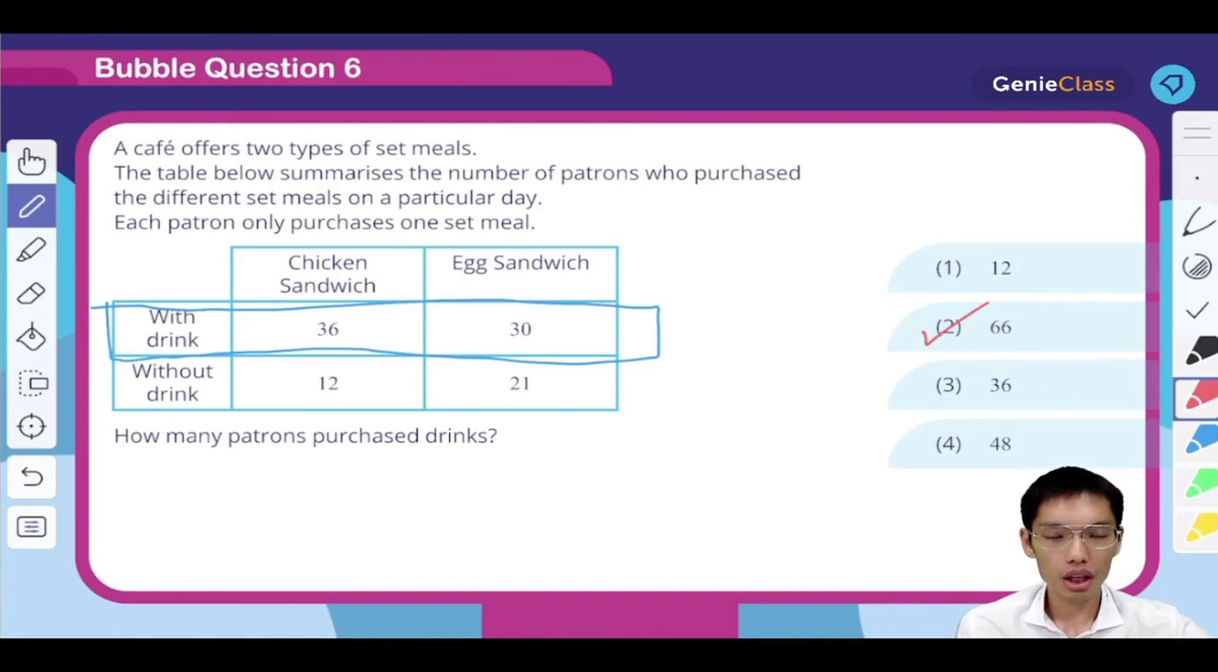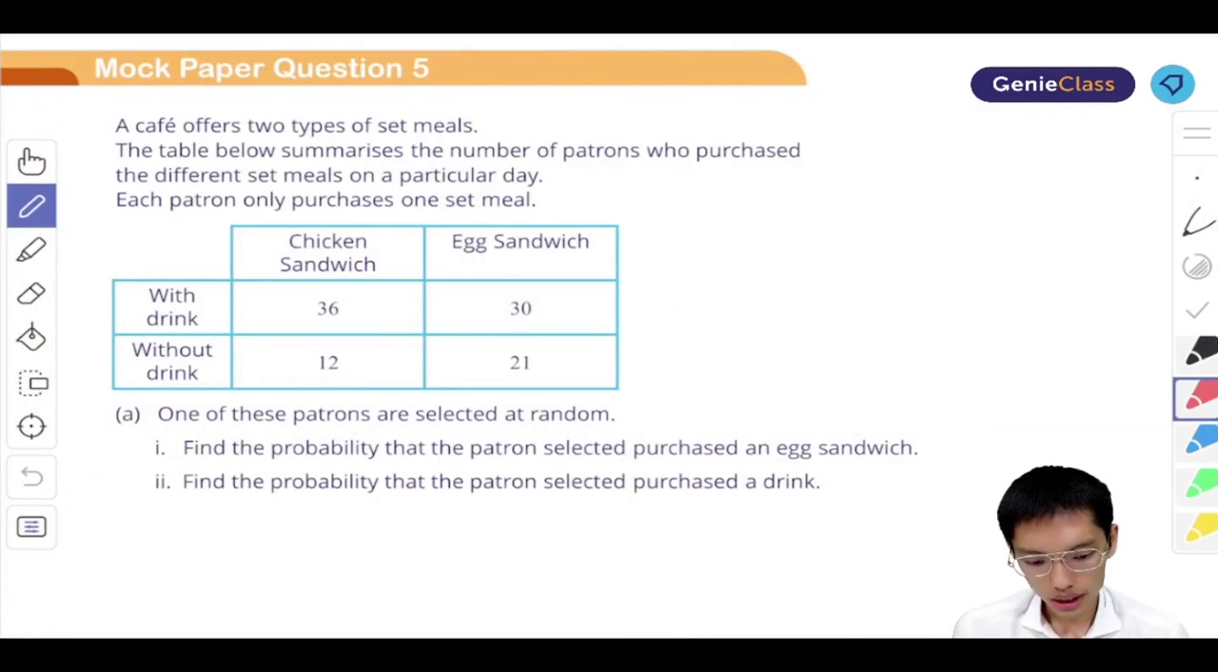Okay, now let's move on to the type of questions that can come up for this type of questions, which is over here. So find one of these patrons selected at random. Find the probability again that he purchased an egg sandwich. This one is not really a tree diagram question, but we just want to select. So let's take note how many people select egg sandwich. We went through just now in a few bubble questions that there are 51.